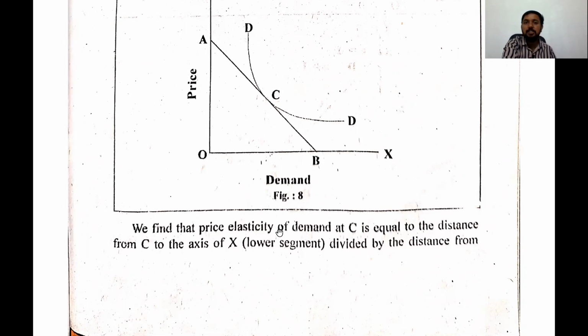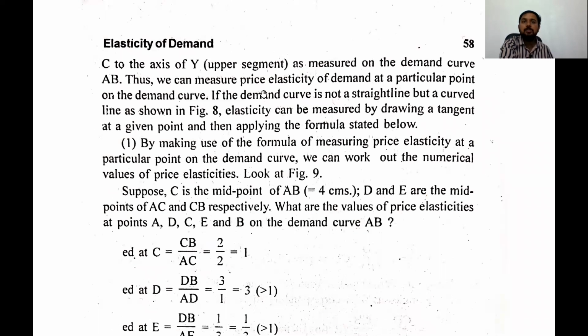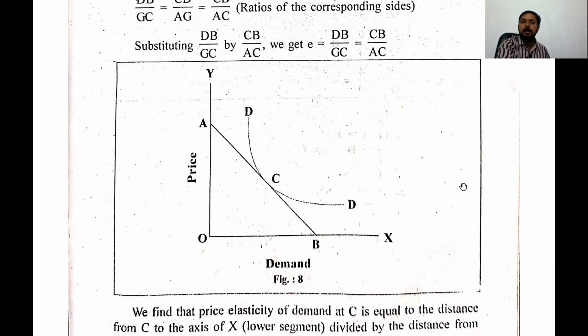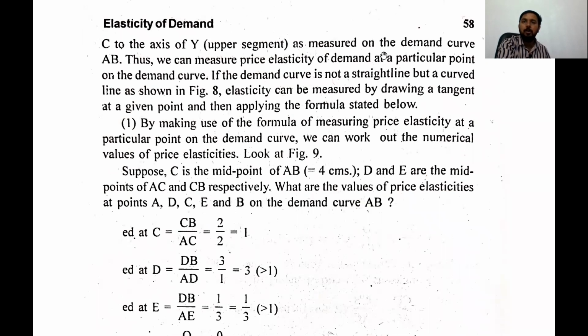We find that price elasticity of demand at C is equal to the distance from C to the axis of X, lower segment, divided by the distance from C to the axis of Y, upper segment, as measured on the demand curve AB. So guys, this explanation says that from point C, the portion of this and the portion of this are both the same, and the distance of this and distance of this will also be the same. So guys, this is all about the explanation given in point elasticity. Now we will move further.